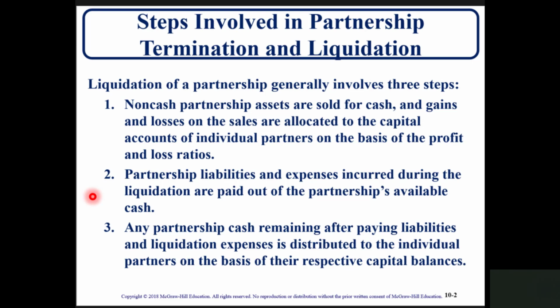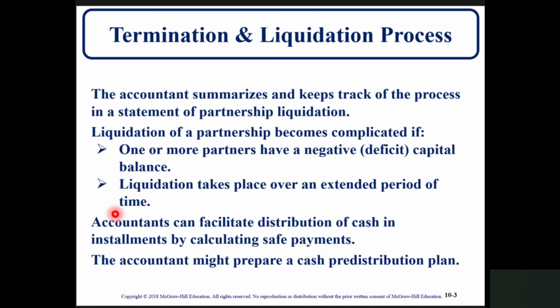The three liquidation steps pretty much take care of it: the non-cash assets are sold for cash and then allocated. Liquidation costs are paid from the partnership's available cash, and then the remaining cash is allocated to the partners. The accountant summarizes and keeps track of the process in a statement of partnership liquidation.